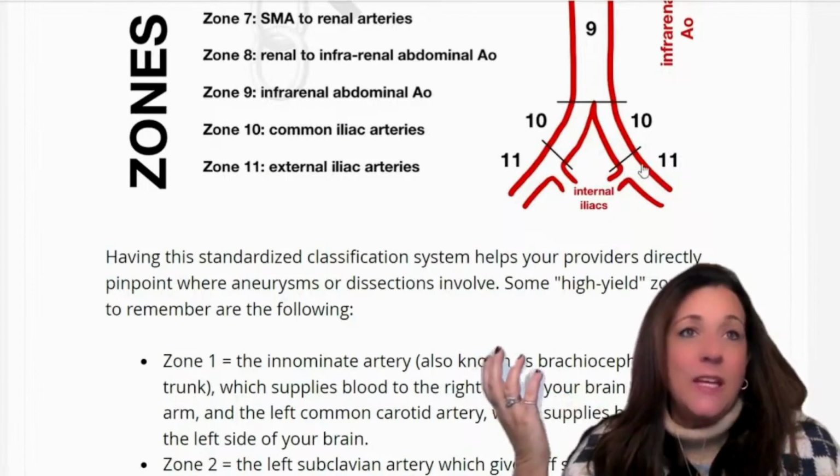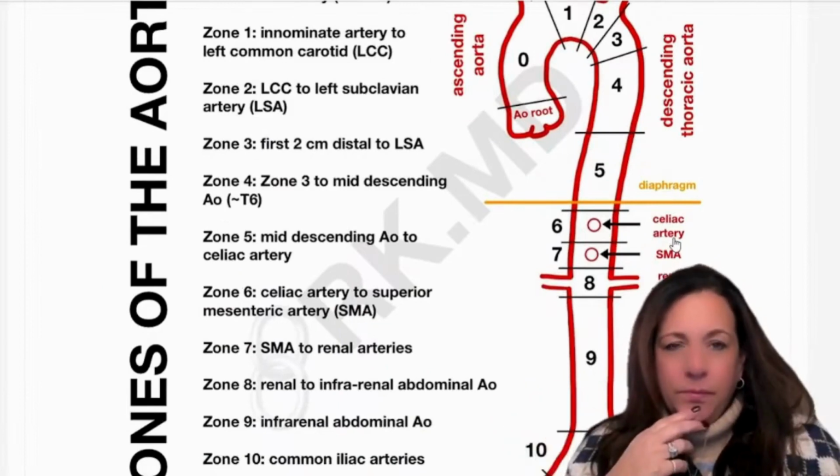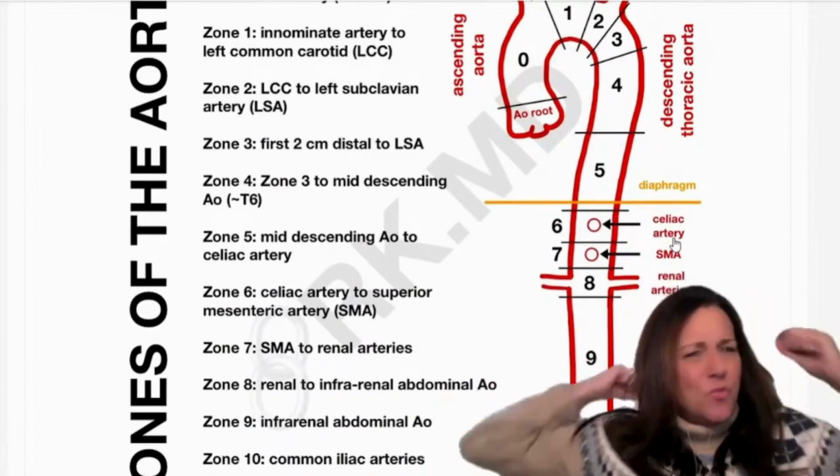Yep. The celiac artery provides oxygenated blood to the foregut, the stomach, liver, spleen. Right.